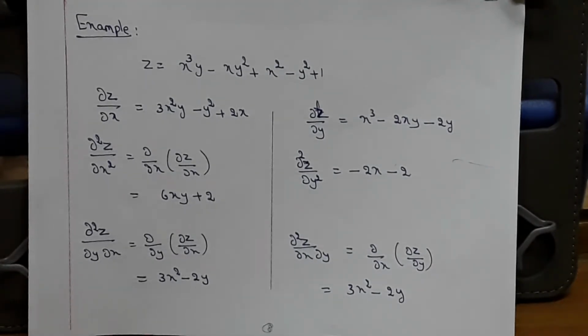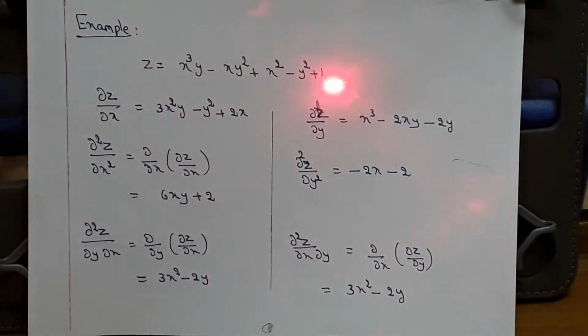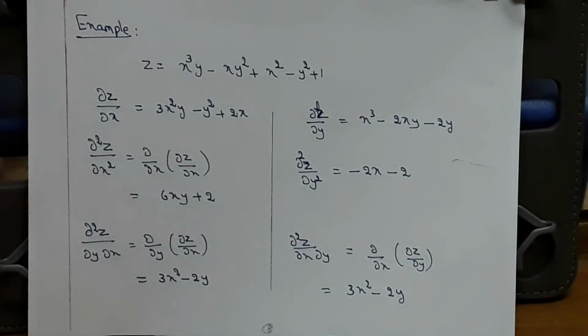Now we can see the example. Z is equal to x cube y minus x y square plus x square minus y square plus 1. So here we are going to see the higher order partial derivatives, that is with respect to x and again with respect to x, and with respect to y. Okay, let's check. Dou z by dou x, that is we are going to differentiate partially with respect to x.